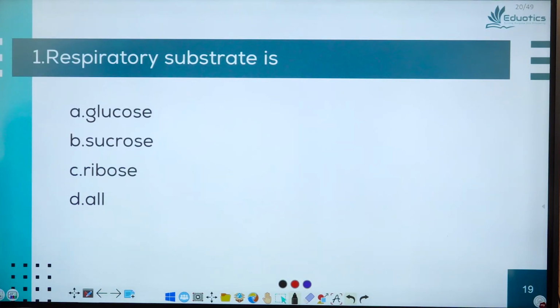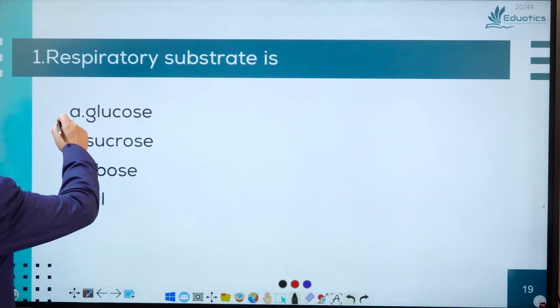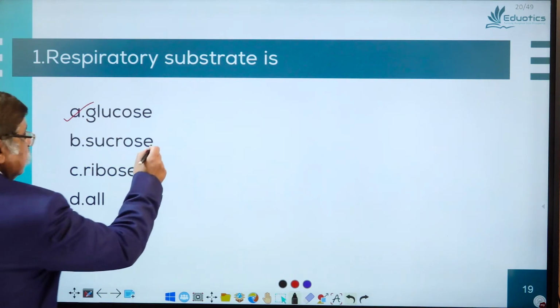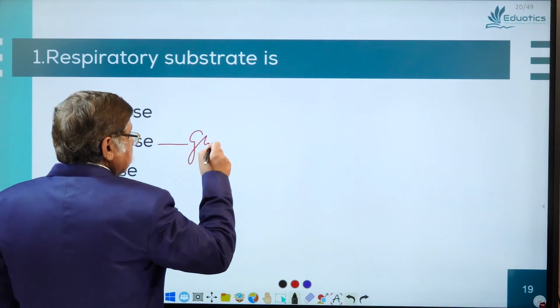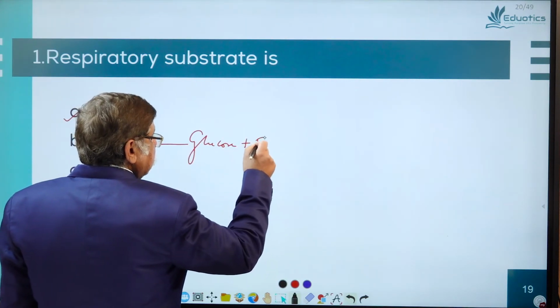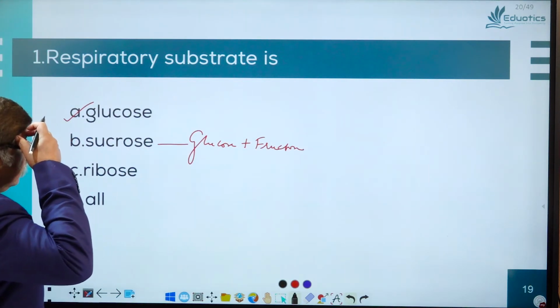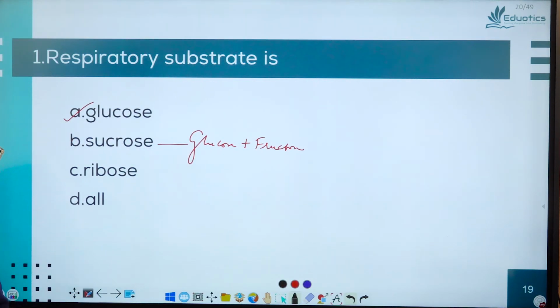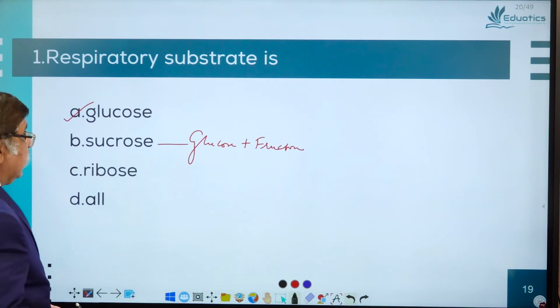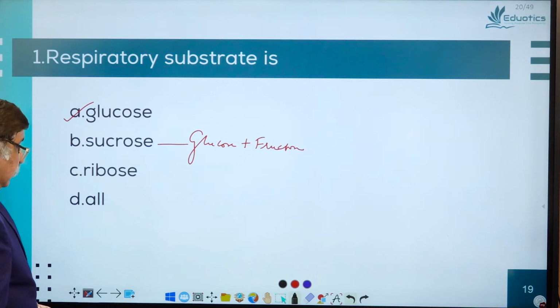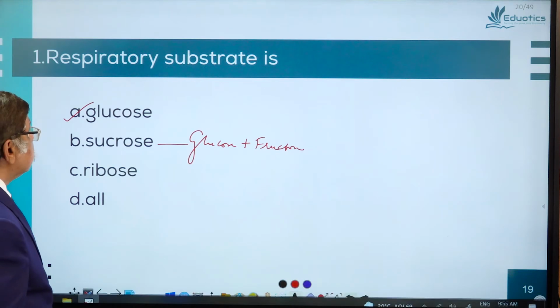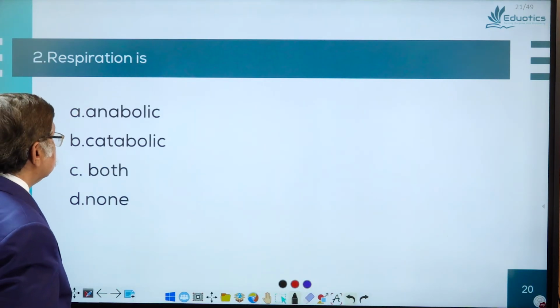Now let's see how much we have grasped. Respiratory substrate is glucose, sucrose, ribose, all. Mainly it is glucose, because sucrose will first have to convert into glucose and fructose if it wants to undergo respiration. So that is why sucrose cannot directly act as a respiratory substrate.